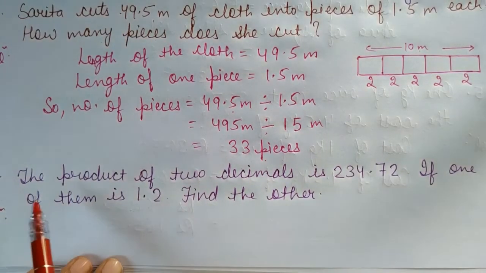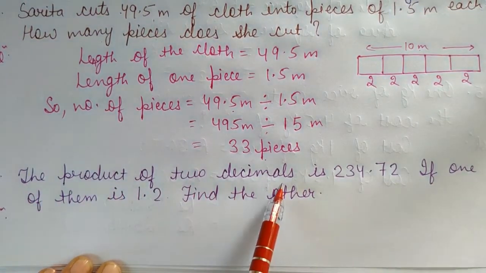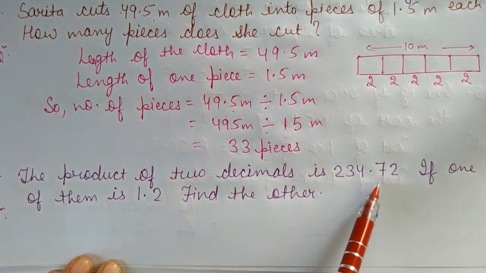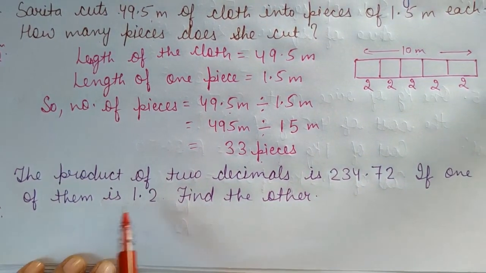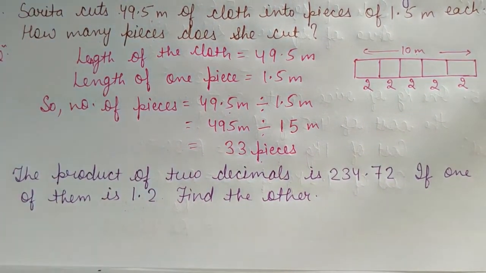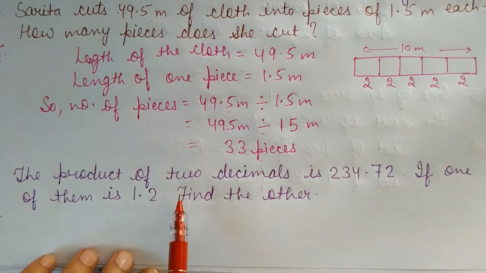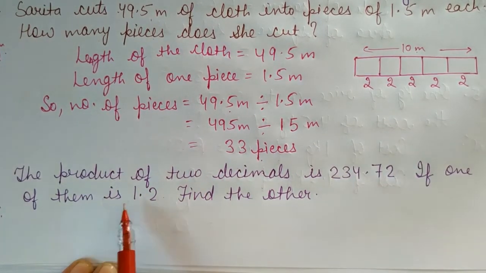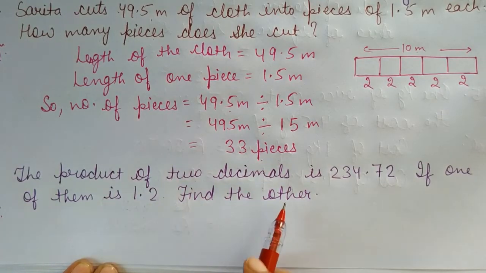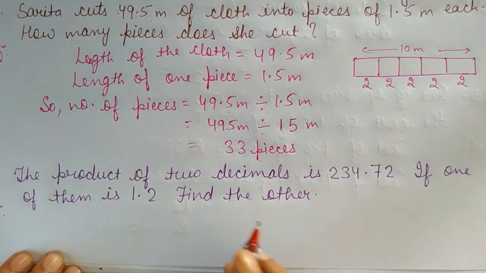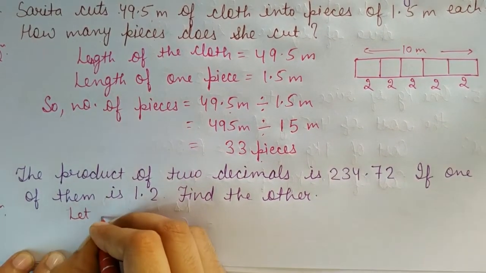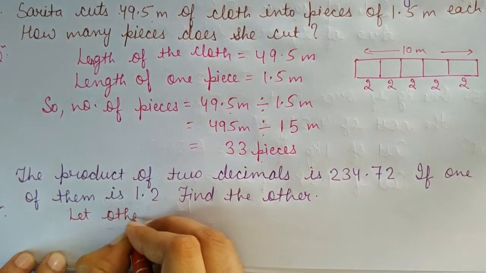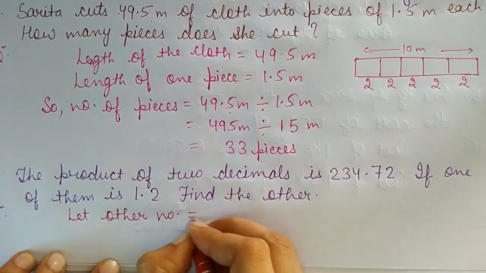Now next, question number 8: the product of two decimals is 234.72. If one of them is 1.2, find the other. This type of question we have done many times. In this we are given that there are two decimal numbers and their product is 234.72. One number we are given is 1.2 and we have to find the other. So whatever we have to find, we take that as a variable. So let the other number be equal to x.